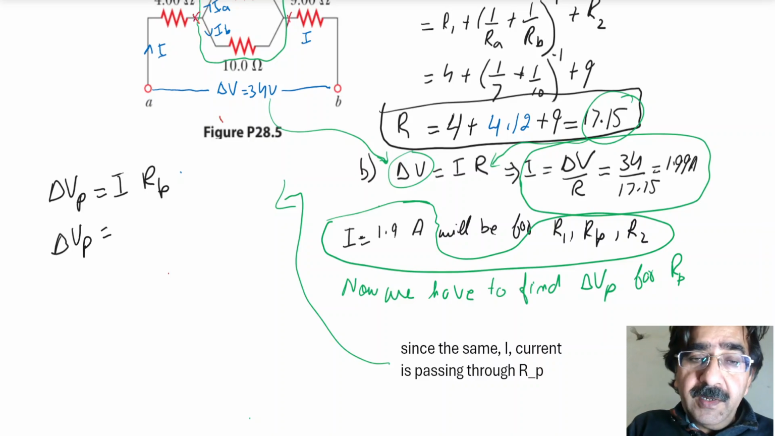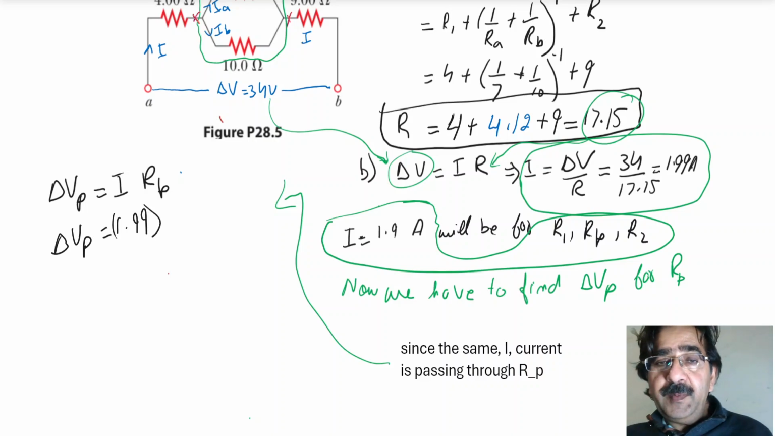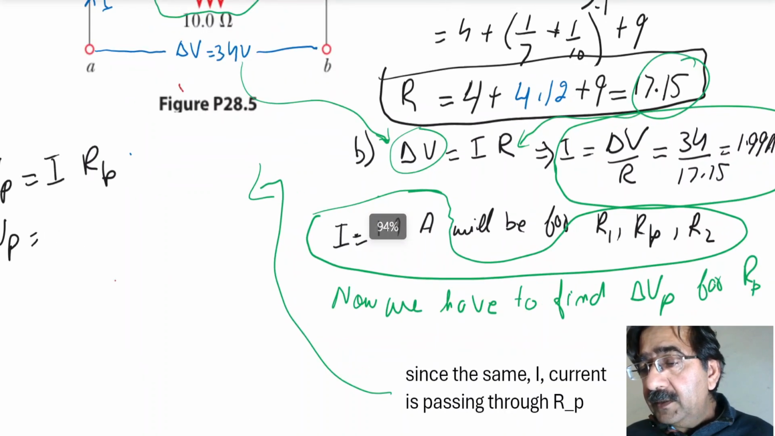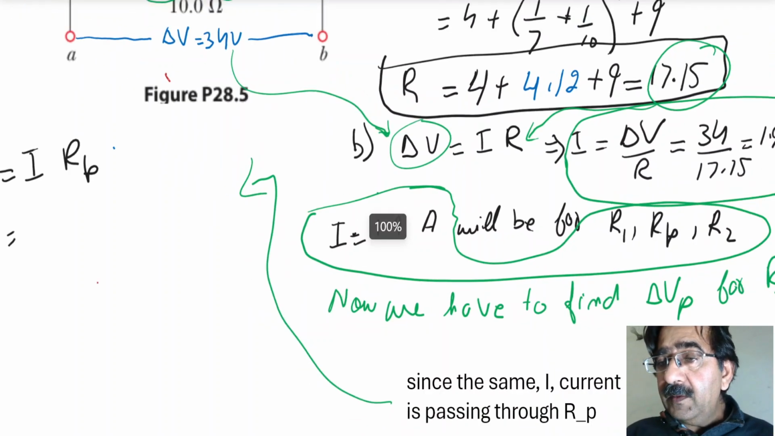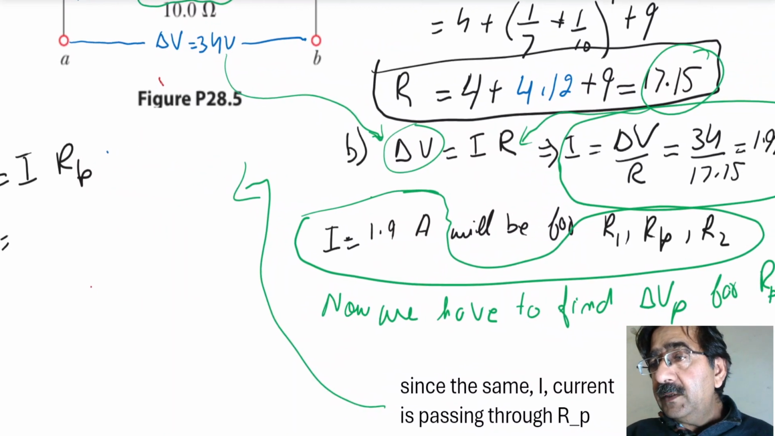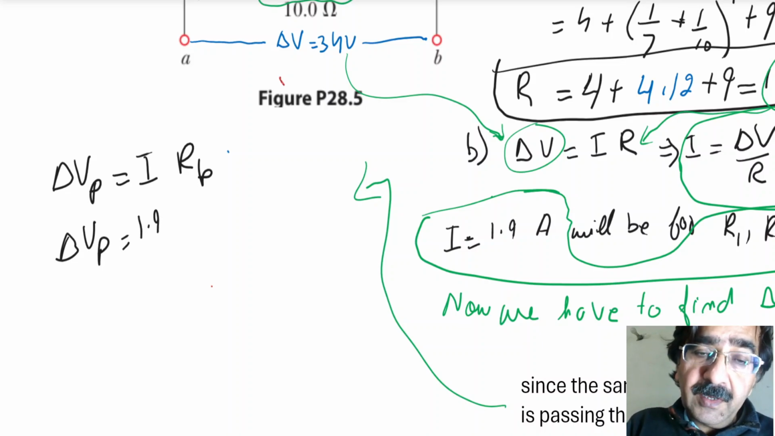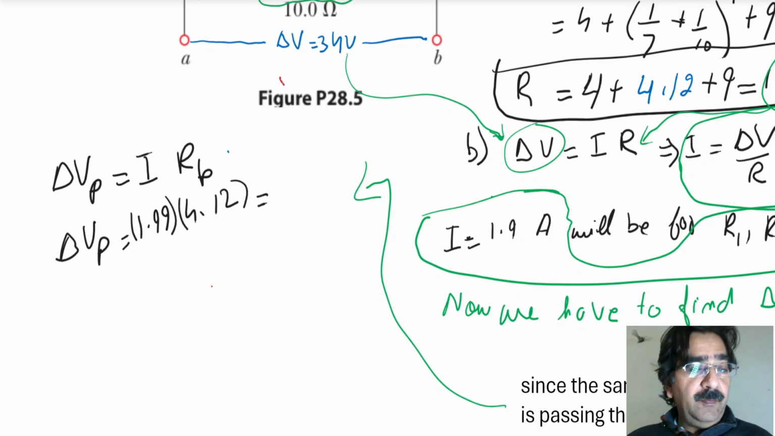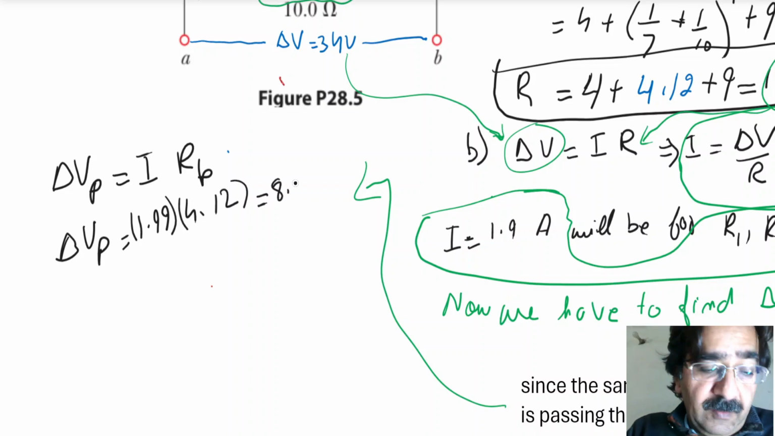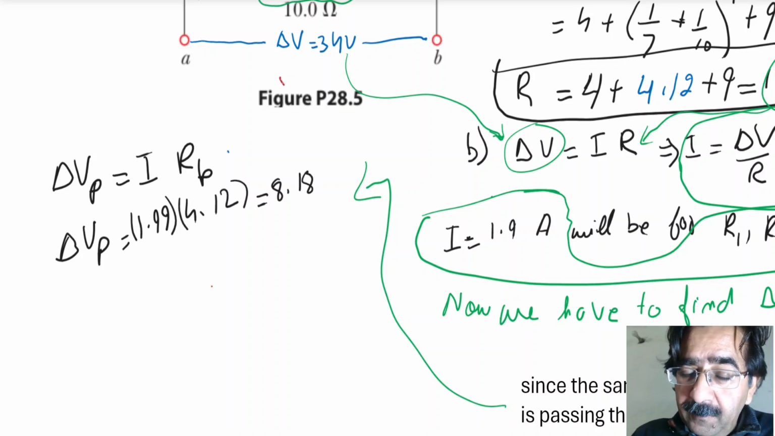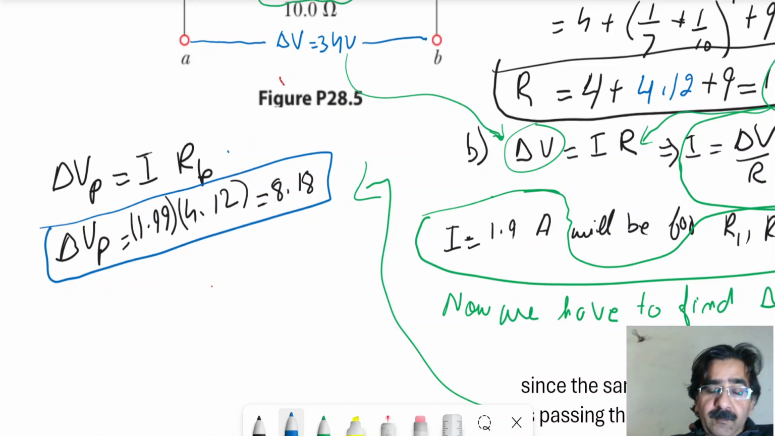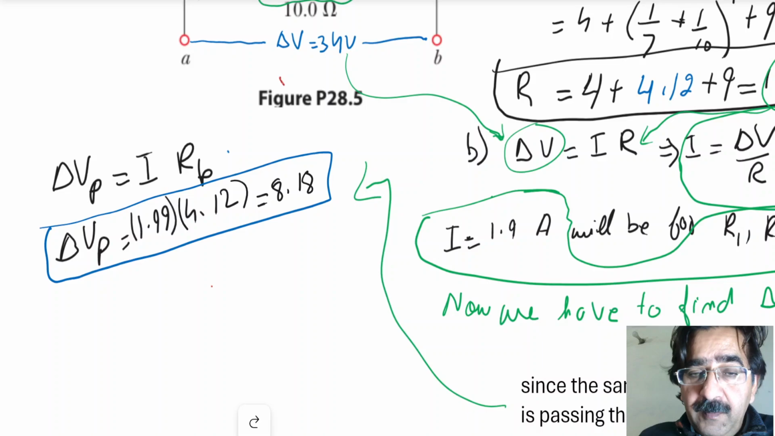So 1.99 multiplied by RP. As we know, the current is 1.99 multiplied by 4.12. So after calculating, that will be equal to 8.18. So this will be your delta VP. Okay.